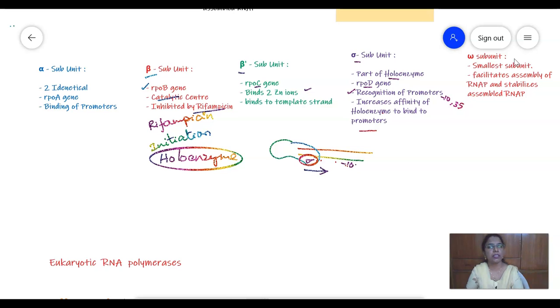And the omega subunit is the smallest subunit. It facilitates the assembly of RNA polymerase and also stabilizes it. That's all about the prokaryotic RNA polymerase.